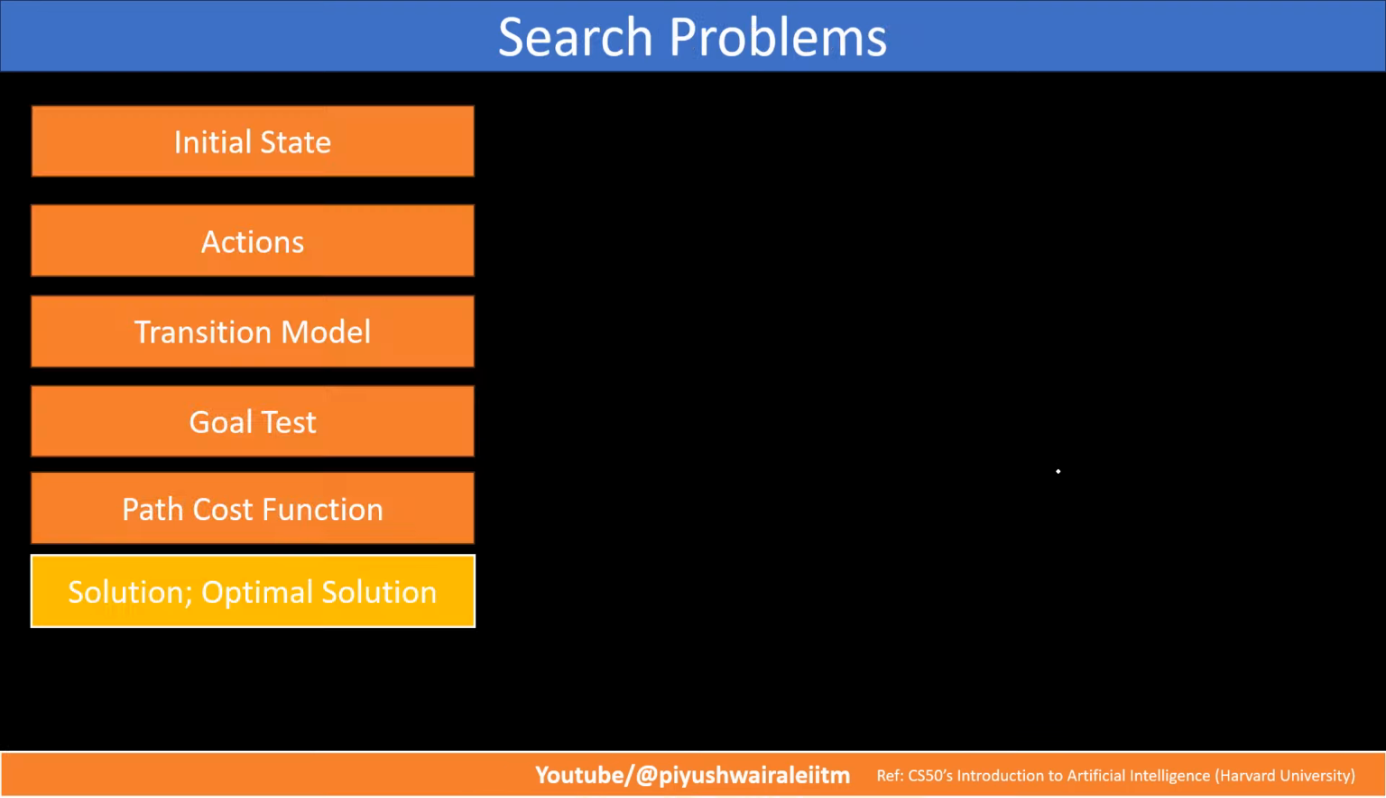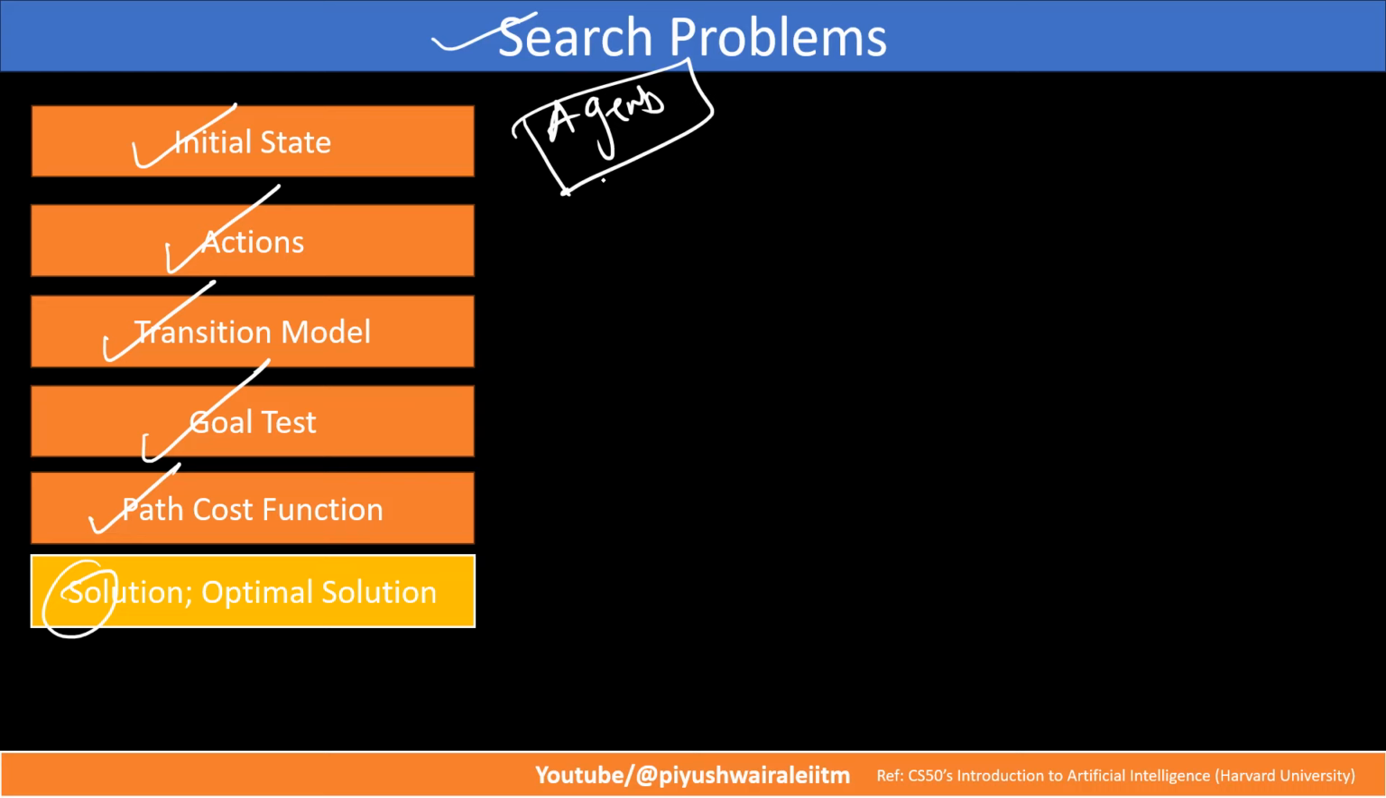Now, these are the few things that we have discussed in search problems: what is the initial state, what are actions, what is the transition model, then the goal test and path cost function, then solutions and optimal solutions. Also we have seen what agents are, right? So please remember this terminology. It will be very useful for the further lectures.